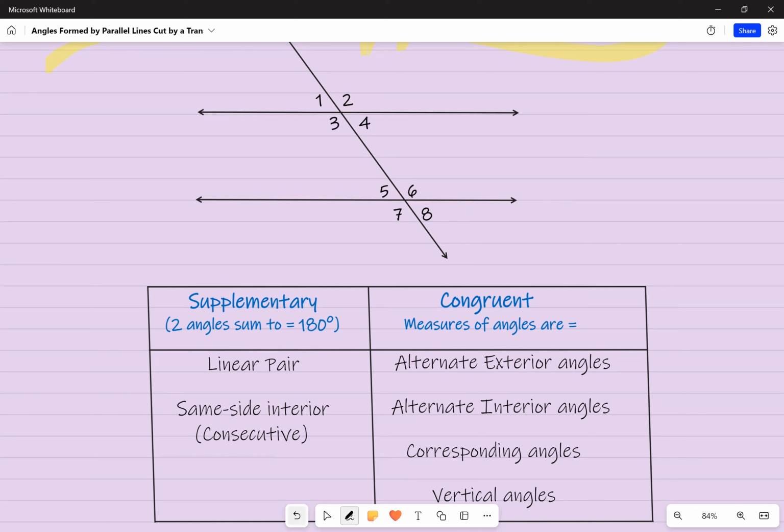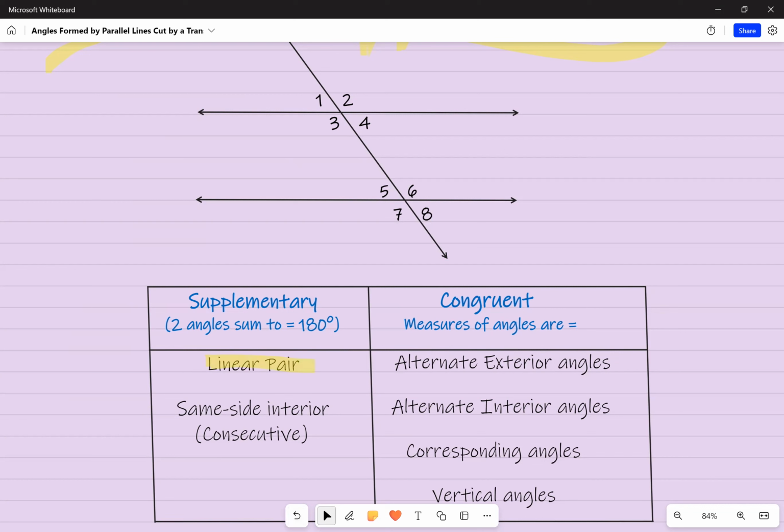So in this chart below, what you see are the types that will fall under supplementary, which means that if I add 2 angles together, they're going to equal 180. And the types that will be congruent, which means that if I were to set the angles equal to each other, they're going to be the exact same degree or measure.